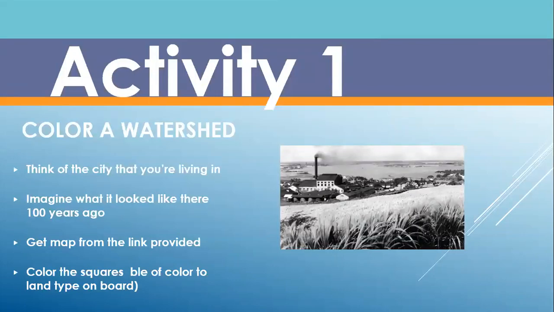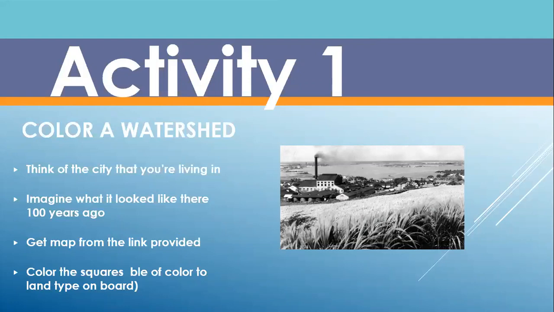So we are going to start our first activity, Color Me a Watershed. So utilize the link in the description. What you can do is you can either print out the activity sheets and get some crayons and pencils to follow along, or you can take the document and open it with Paint, and you can follow along that way, and you can paint online electronically.